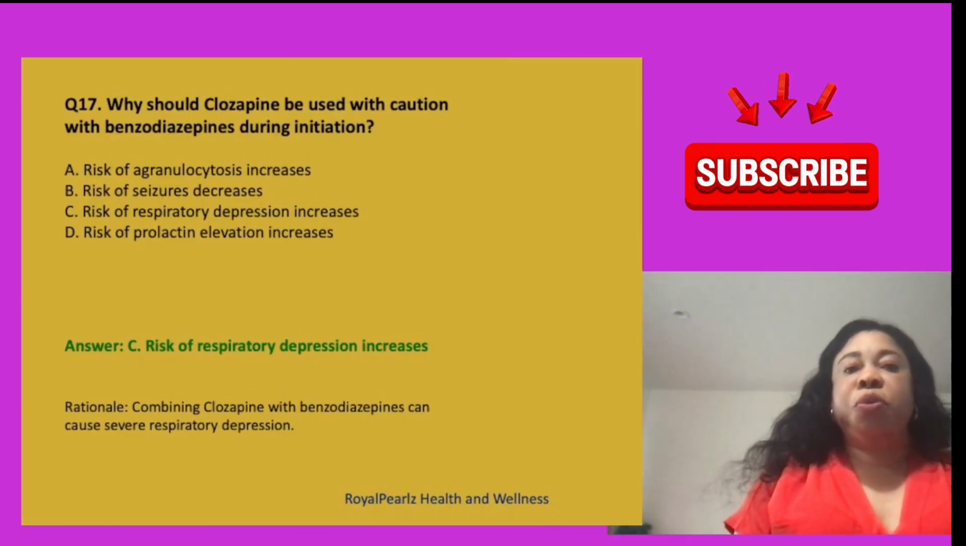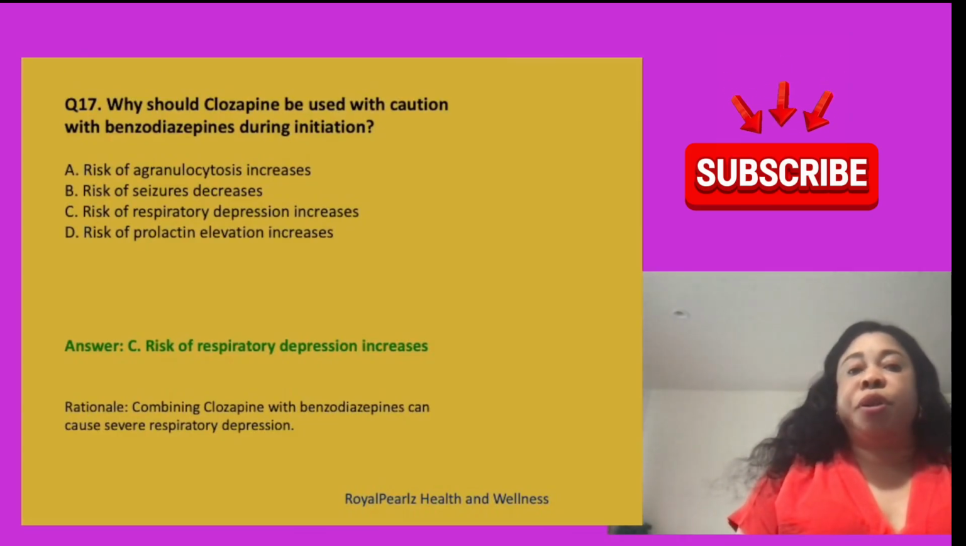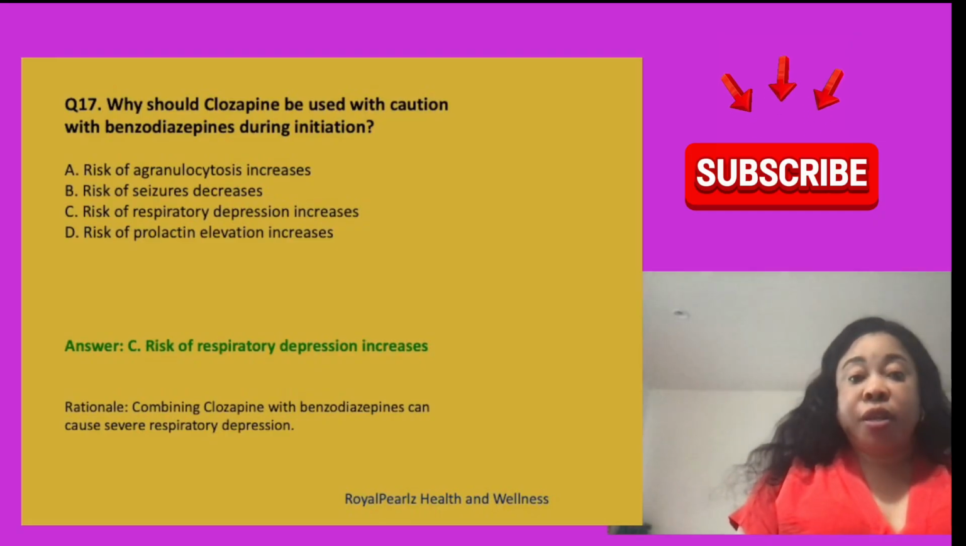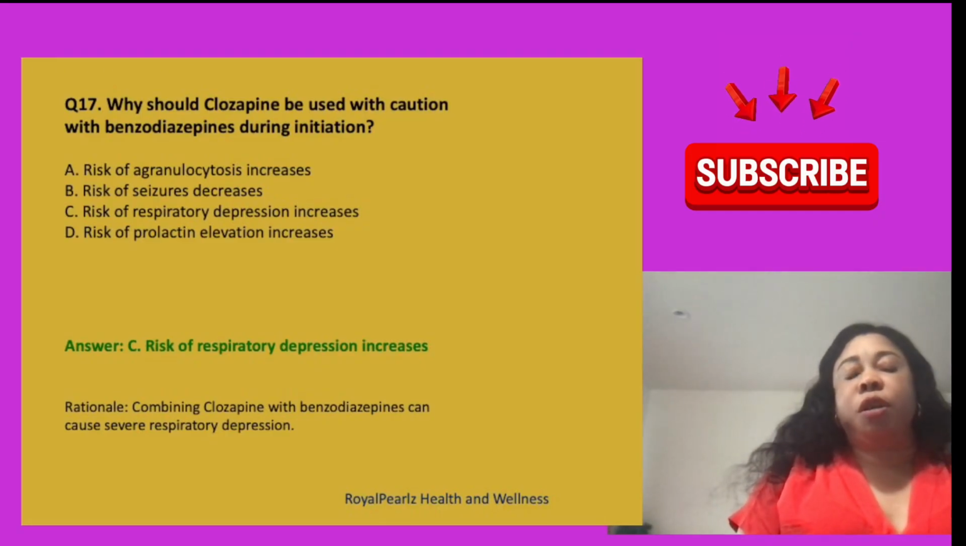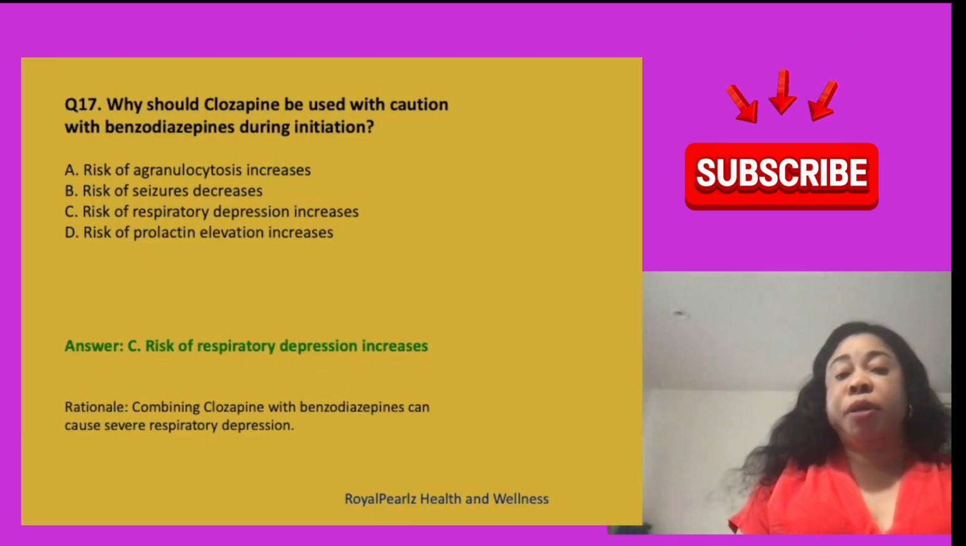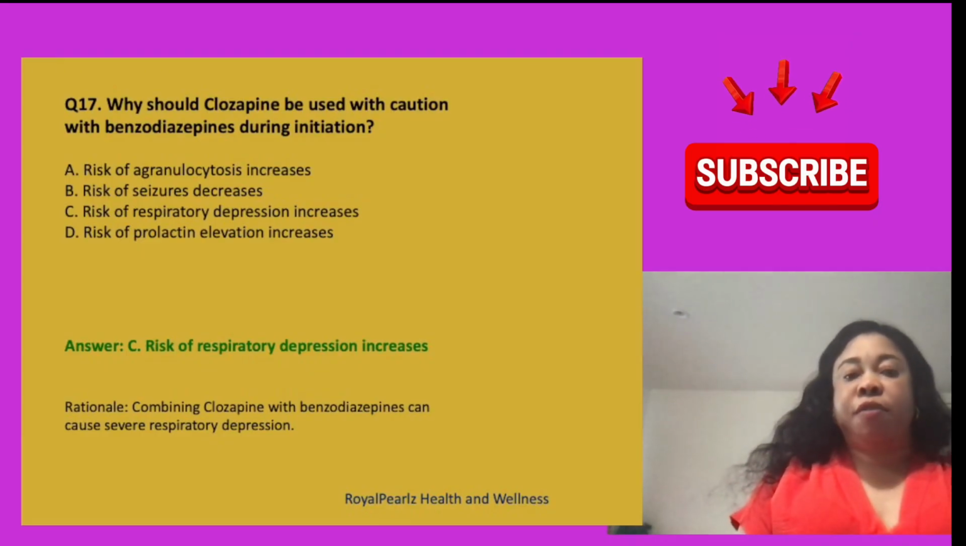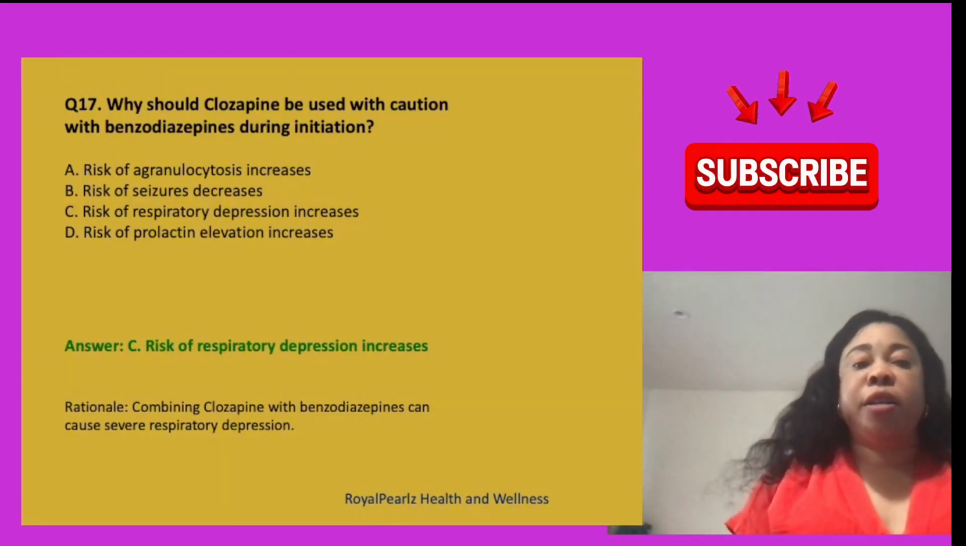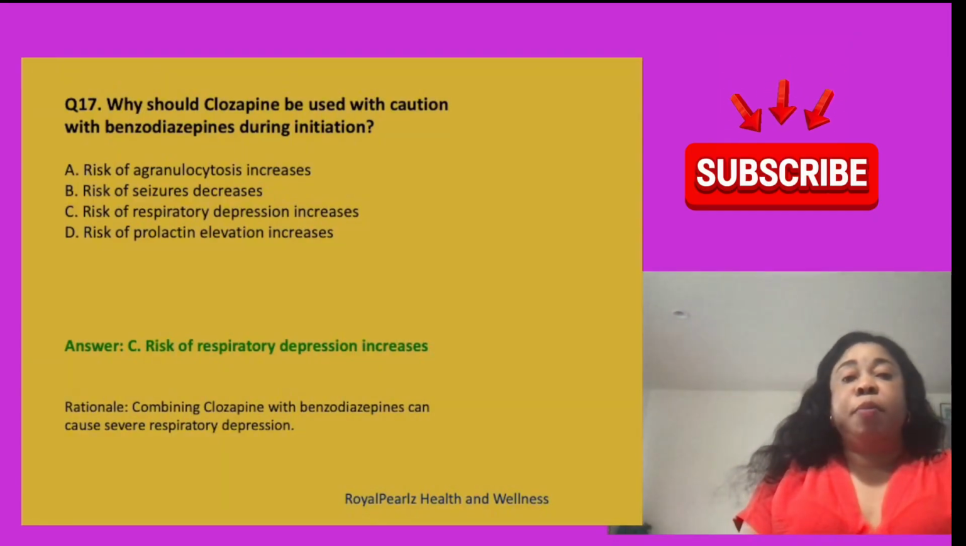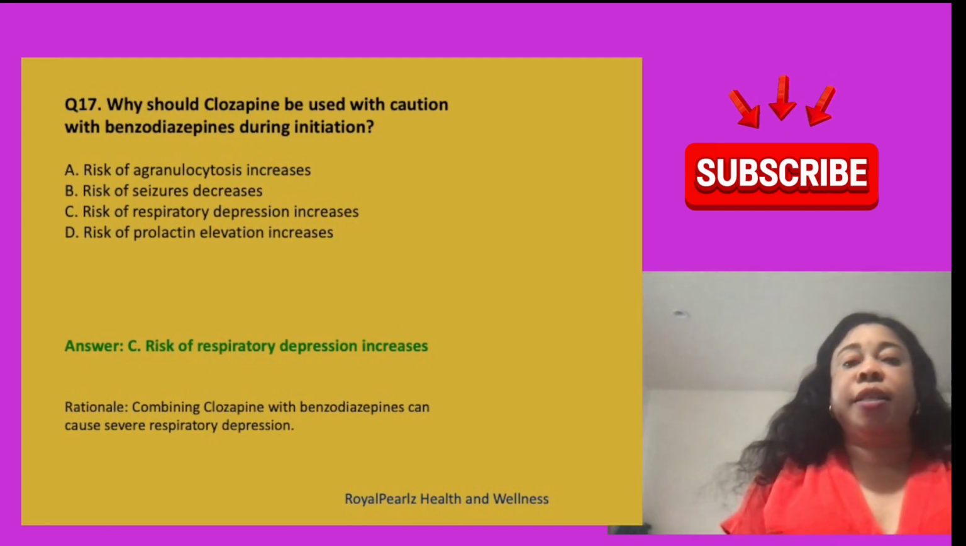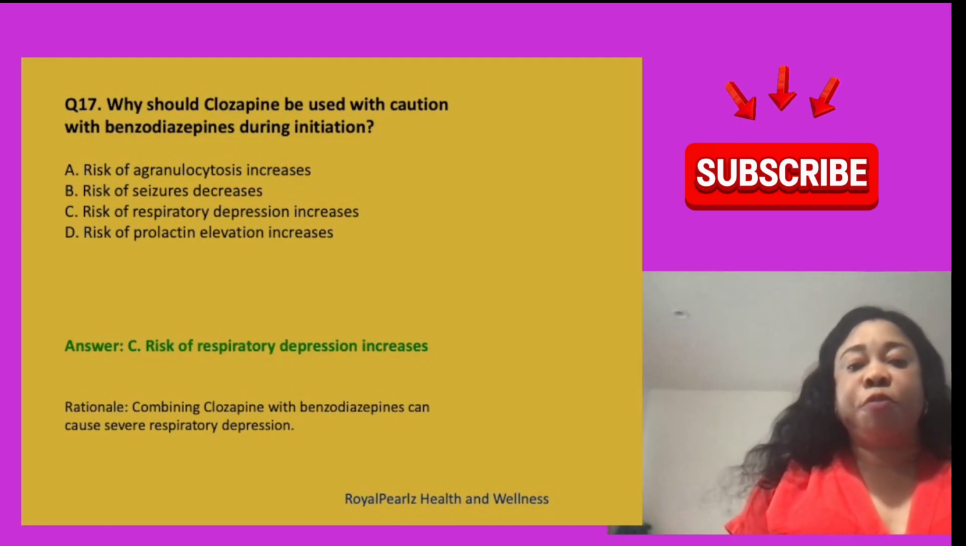Why should clozapine be used with caution with benzodiazepines during initiation? A, risk of agranulocytosis increases. B, risk of seizure decreases. C, risk of respiratory depression increases. D, risk of prolactin elevation increases. The answer here is C. Risk of respiratory depression increases. Combining clozapine with benzodiazepines can cause severe respiratory depression. So even when you are practicing, you need to be careful combining these medications, and also you need to remember this during your ANCC exam, because ANCC wants to know that you're going to be a safe provider.